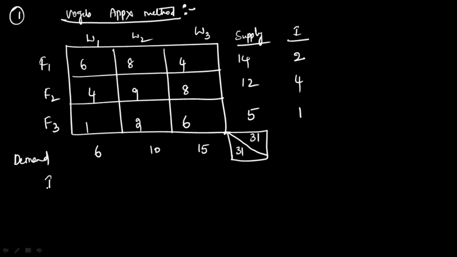Now do the same for column operation as well. In the first column, take the least, which is 1. Next least, 4. So what is the difference? 3. Least, 2. Next least, 8. What is the difference? 6. Least, 4. Next least, 6. What is the difference? 2.